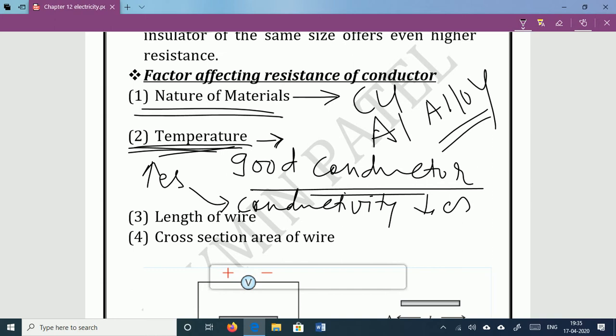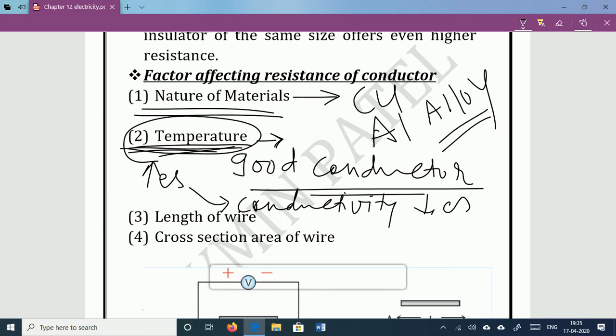So definitely the single person can easily walk. As the temperature is increased, the kinetic energy of the molecules is going to increase, the collisions between the molecules and subatomic particles are going to increase, and ultimately the flow of electrons is going to decrease. So here temperature also affects the resistance of the conductor.